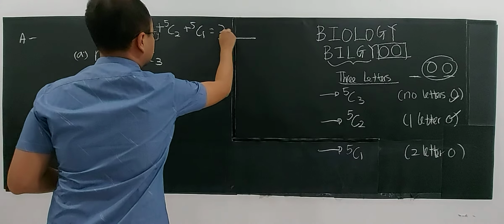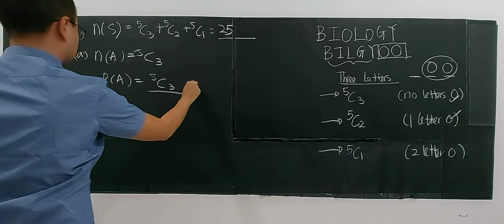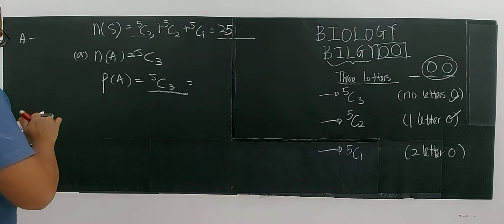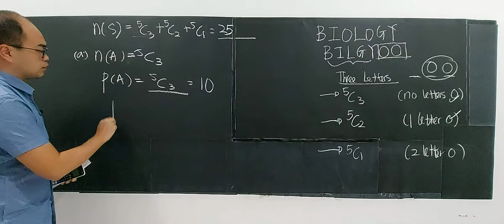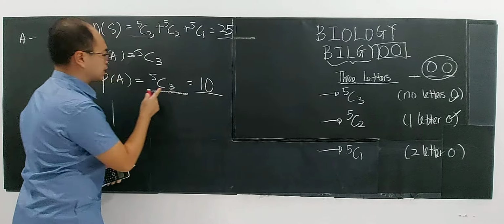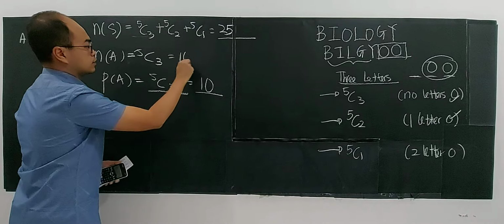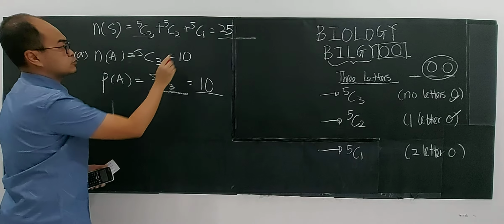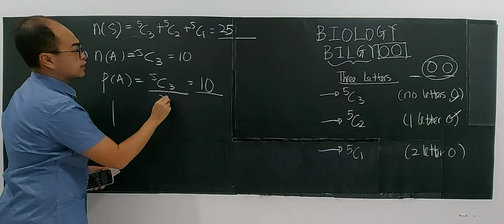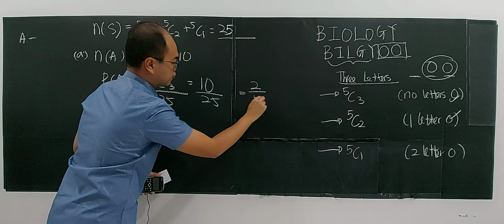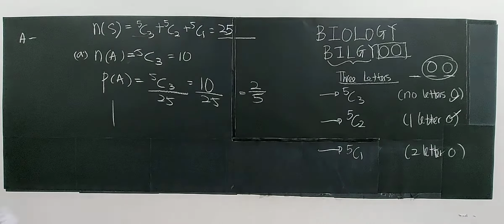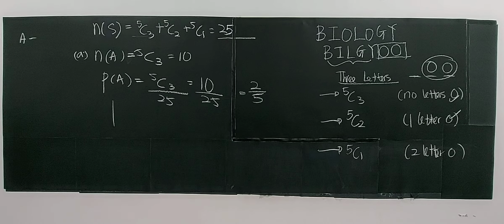You have 25 for the total. And for this you have 5C3, which is 10. So the probability is 10 divided by 25, which simplifies by dividing by 5 to 2 over 5. 2 over 5 will be the answer for part A, right?